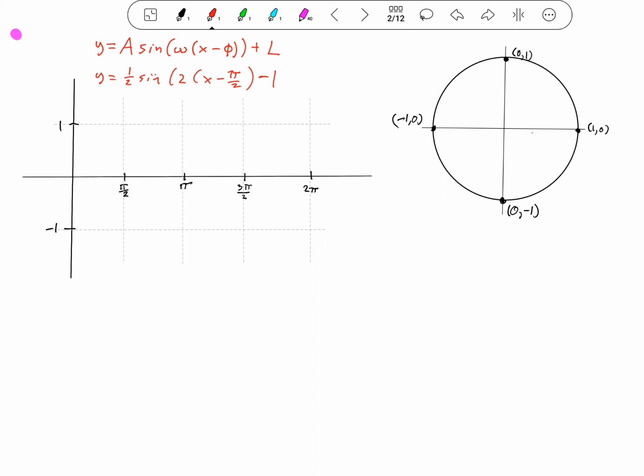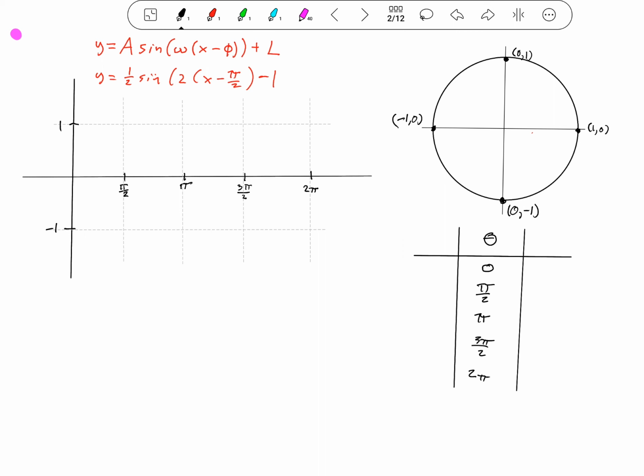And if I look at this graph, once again, I'm going to be making a chart of the important angles. And my important angles still don't change. So my important angles are going to be 0, pi over 2, pi, 3 pi over 2, 2 pi, etc.